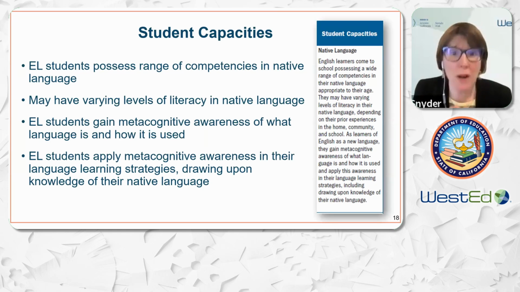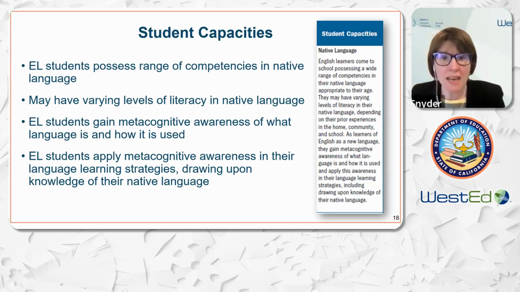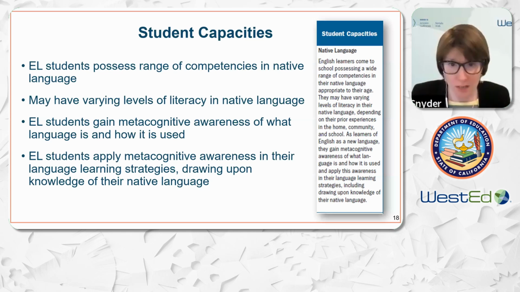On page 20, you can view the white and blue PLD chart. A section of that chart is labeled student capacities. The image on the slide shows that section from the chart. EL students come to school possessing a wide range of competencies in their native language appropriate to their age. They may have varying levels of literacy in their native language, depending on their prior experiences in the home, community, and school. And as learners of English as a new language, they gain metacognitive awareness of what language is and how it is used. They apply this awareness in their language learning strategies, including drawing upon knowledge of their native language.